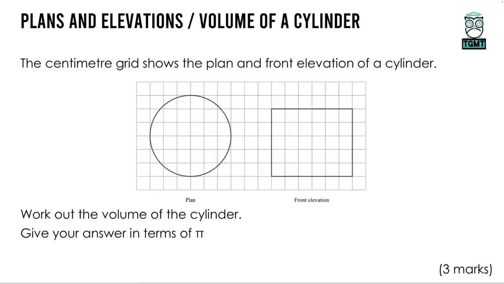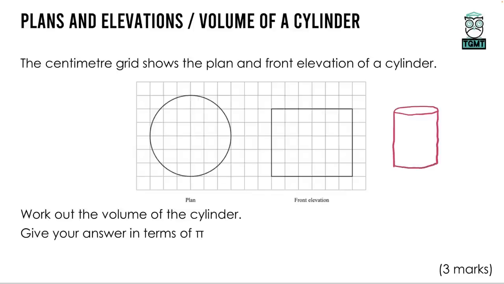So this question here combines some plans and elevations and volume of a cylinder. It says here the centimetre grid shows the plan and front elevation of a cylinder. Now the plan is from above and the front is looking at it from the front. So hopefully we know how to draw a sketch of a cylinder. We'll draw a squished circle, 2 straight lines, and you can just curve this line ever so slightly.